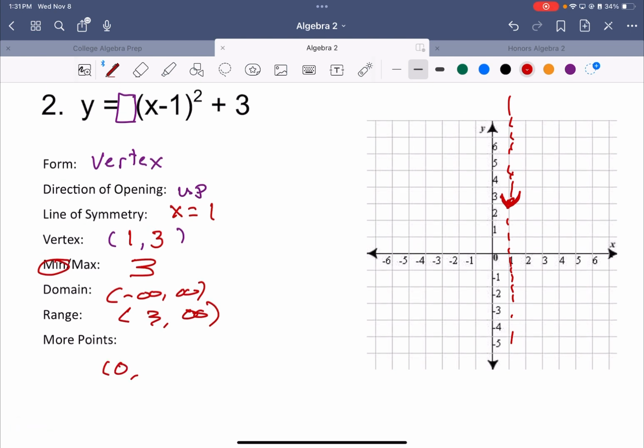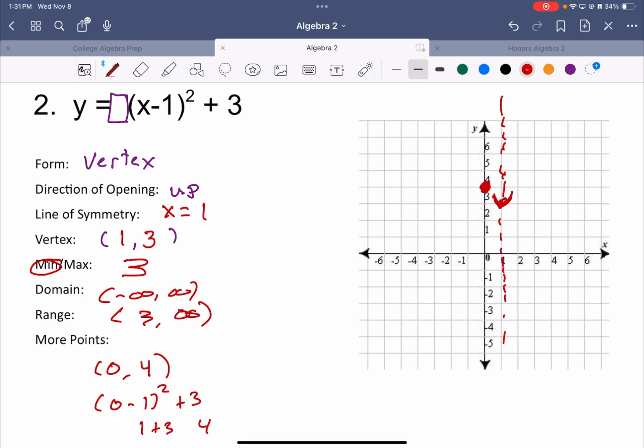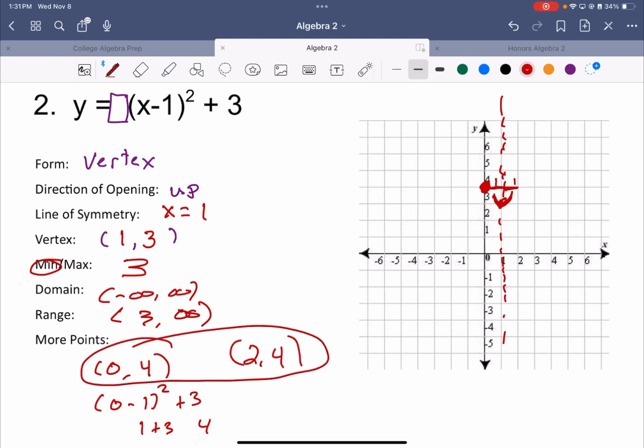Then we've got to find more points. So we're just going to use 0 for our x value. If my x value is 0, we plug it in. That's 0 minus 1 squared plus 3. So negative 1 squared is 1, and 1 plus 3 is 4. So we have the point 0, 4. That's 1 unit away. Another unit away is 2, 4. So there are your more points, and you're done.